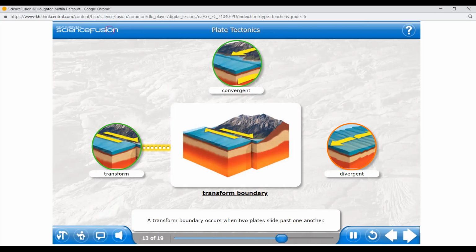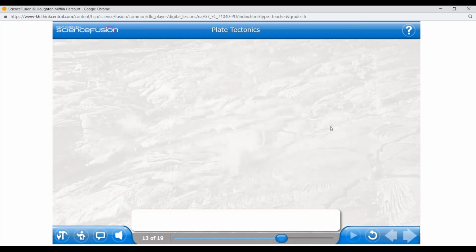A transform boundary occurs when two plates slide past one another. Because the rocks cannot glide smoothly, stress may build up along these boundaries, and the energy is suddenly released in the form of an earthquake. Click a location to learn more about the boundary type.